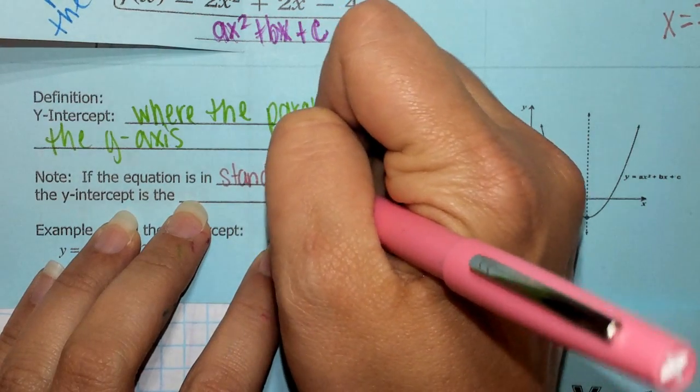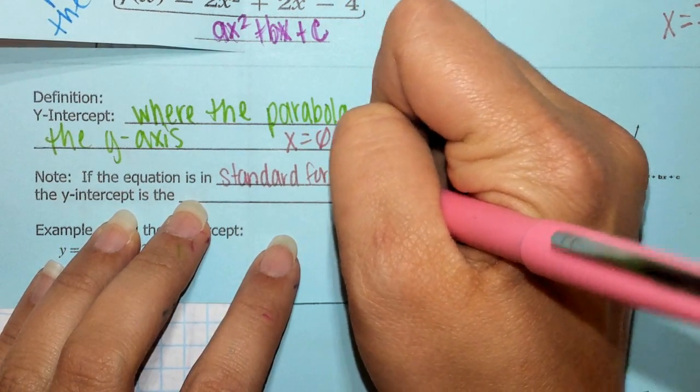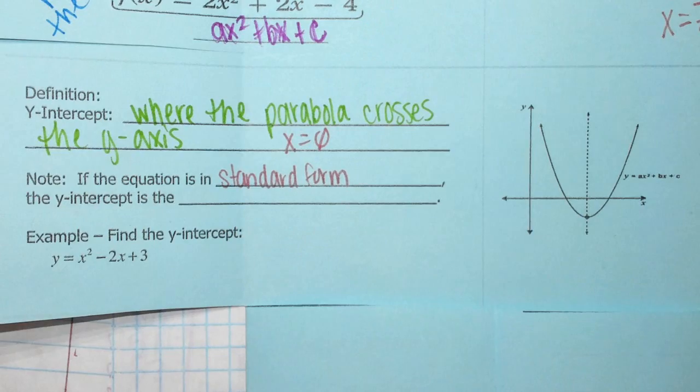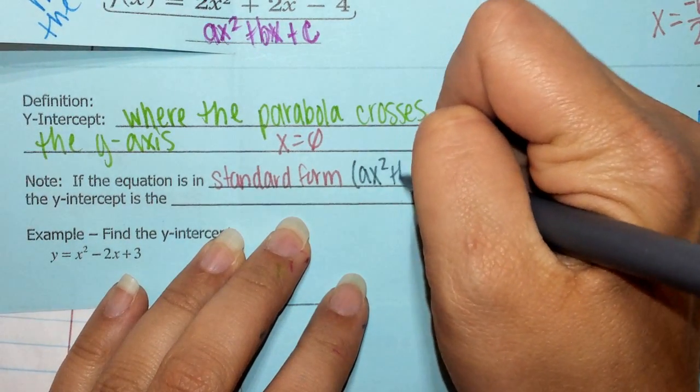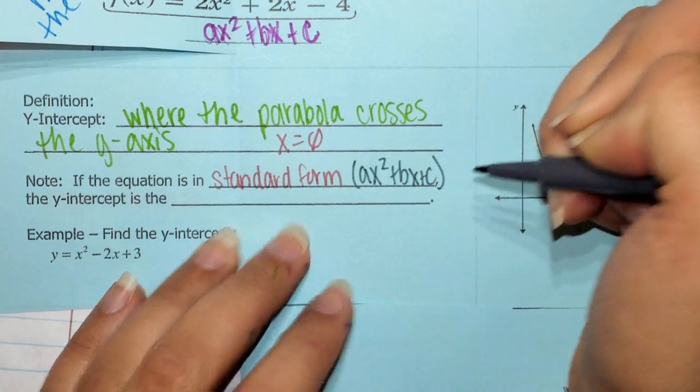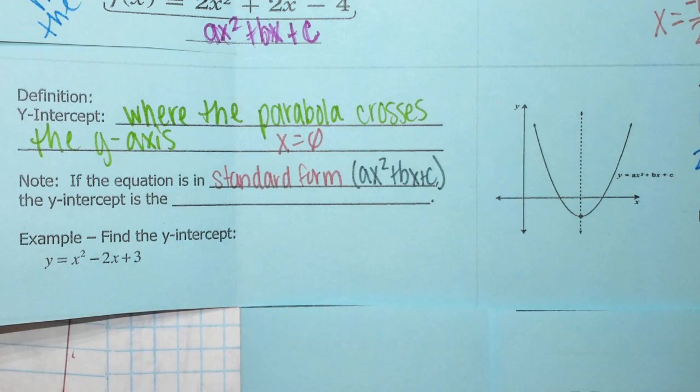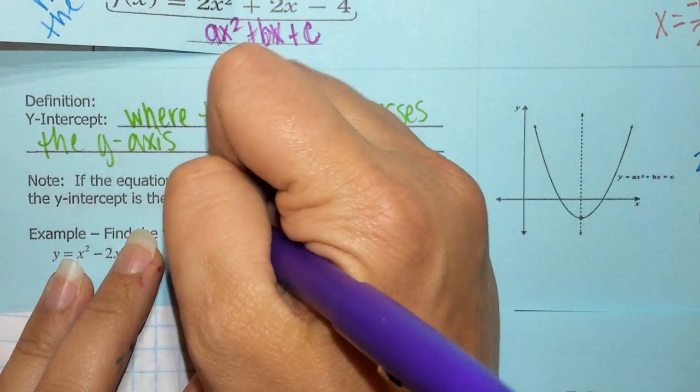Alright, so if the equation is in standard form, which is ax squared plus bx plus c, the y-intercept is c.